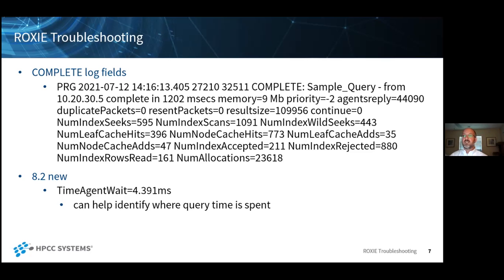Result size is the size of the response sent back to the caller. Num index seeks, scans, and wild seeks, pretty obvious. Num leaf cache, node cache hits and adds, we mentioned before. Num index rows read. Num allocations. Num index accepted. These are rows from an index not post-filtered. Num index rejected. These are rows dropped during post-filtering. These fields can provide very useful information when looking into the performance of a query or when comparing ECL changes.